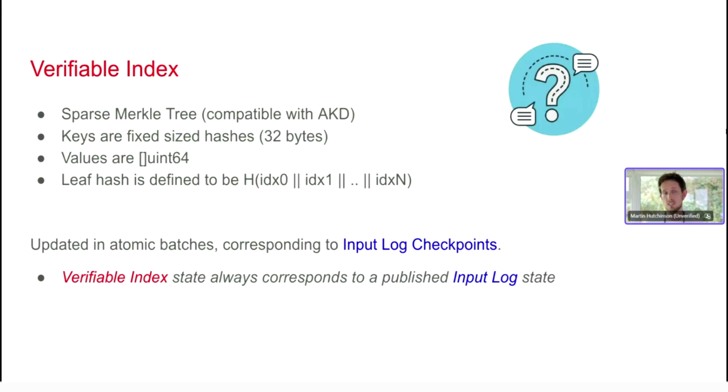The values are just uint64s, they're pointers into the input log, and the leaf hash can be deterministically determined from the values. At the moment, we just append them all together with a big endian encoding and then hash it, but that could be a Merkle tree or something else if somebody has a compelling motivation that we could change that. And when we update the verifiable index, we do so atomically in batches, making sure that the index state that we're serving always matches an input log checkpoint. And that's a big part of the verifiable story, and we'll have a look at verifying that later on.